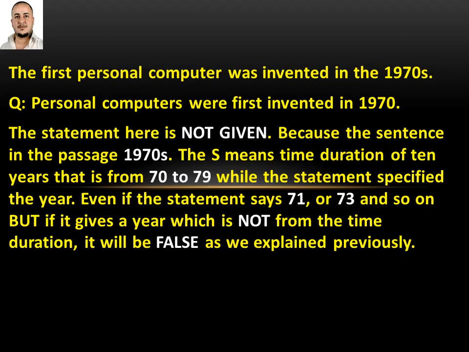Let me re-explain this in other words. When we say in the 1970s, that means it could be invented in 1970, 71, 72, 73 or 74, whatever, while in the statement we specified. So we don't know. We have a time duration from 70 to 79, and it says in 1970 in the statement, in the question. So we are not sure. We are not sure at all. So in this case, it will be not given. But if the question says, for example, 1996, it will be wrong.